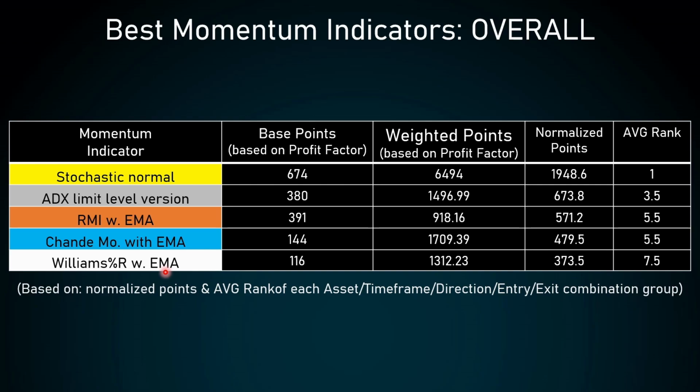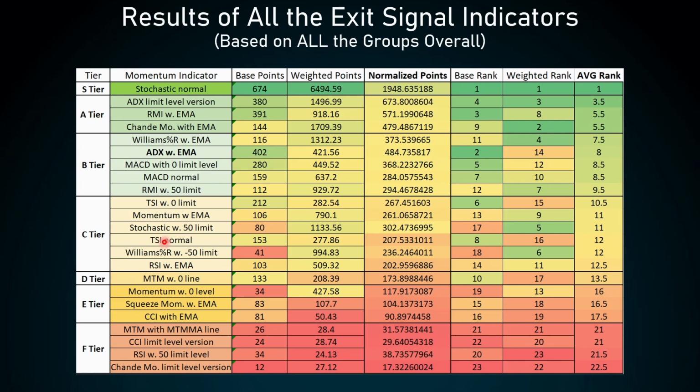But where is it then? Let's see. Here you can see all the results of all of the indicators that got any points in the backtest. To make it easier, I included different tiers. You've probably seen this tier list before. We have S tier, which is the best, then A tier, B tier, C tier, D, E, and F tier. And if we take a closer look, here you can see the ADX with EMA indicator, which took the 6th place out of the 24 indicators.